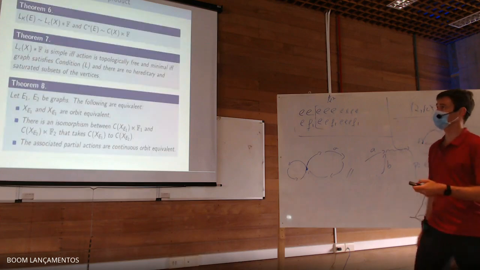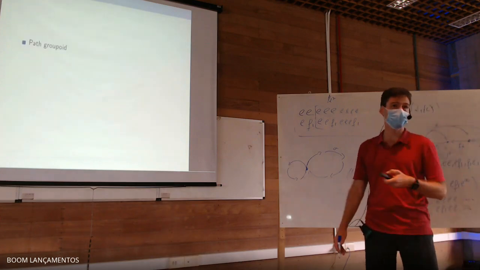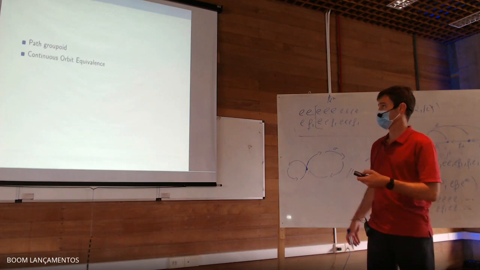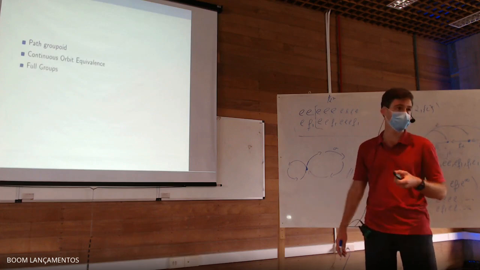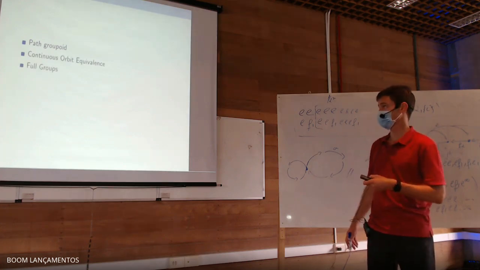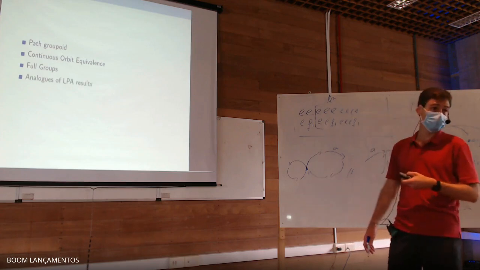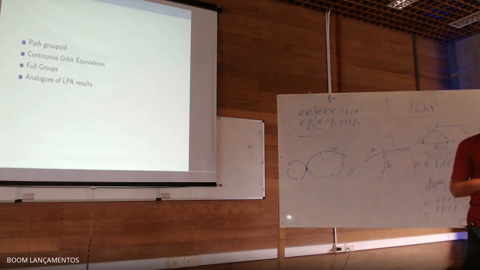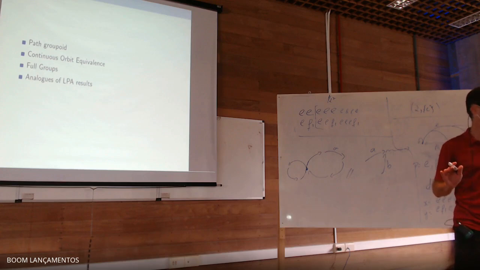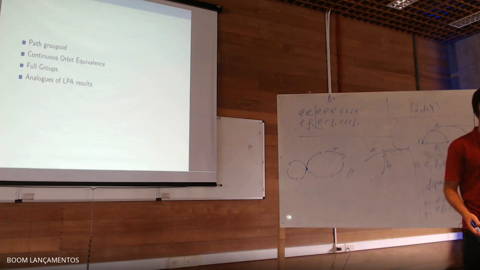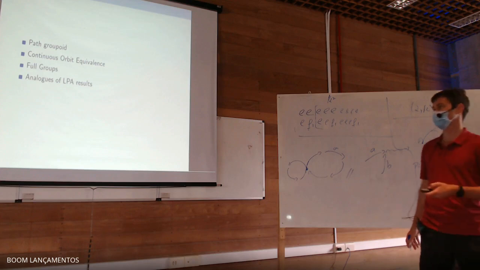And so finally, there are many other topics to study, like the path groupoid, continuous orbit equivalence, full groups, which is also another invariant for these algebras. If you like ultragraphs, you can try to find analog results of Leavitt path algebras for ultragraphs. You should be careful because they are Morita equivalent. So if you look at things that preserve the Morita equivalence, then you're not going to get much new.